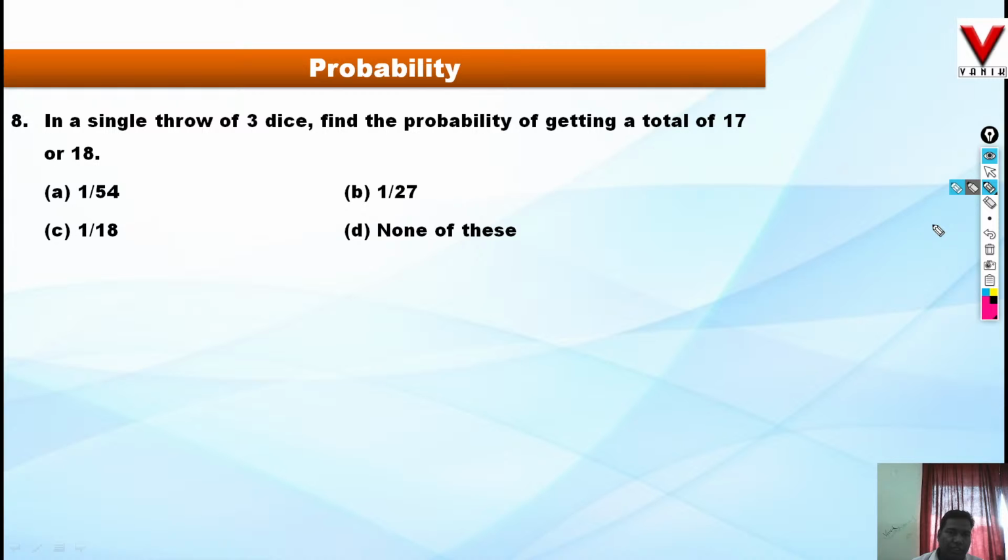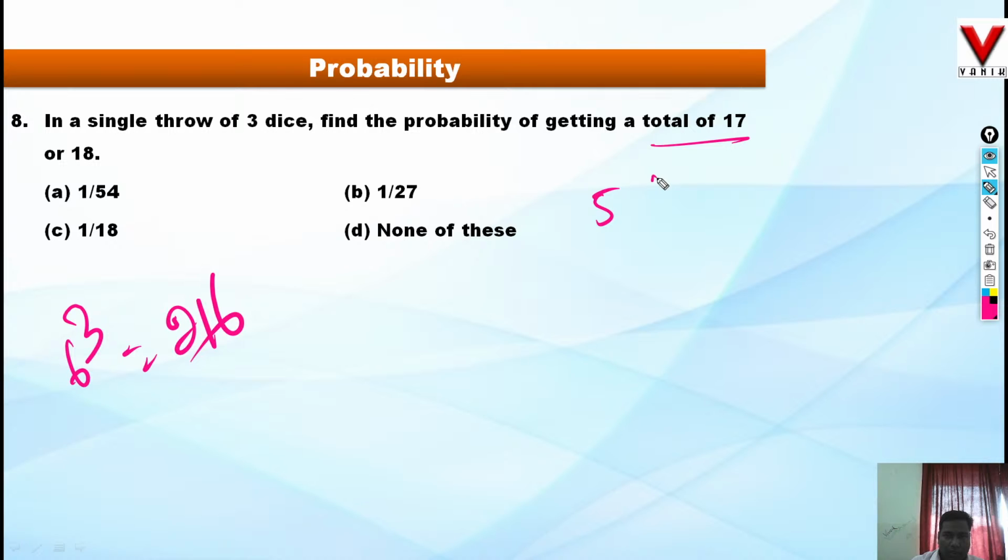Find the probability of getting total 17 and 18. 17 means 5, 6, 6. Then 6, 5, 6. Then 6, 6, 5. Then 18. 18 is 6, 6, 6. Then it will be 18.